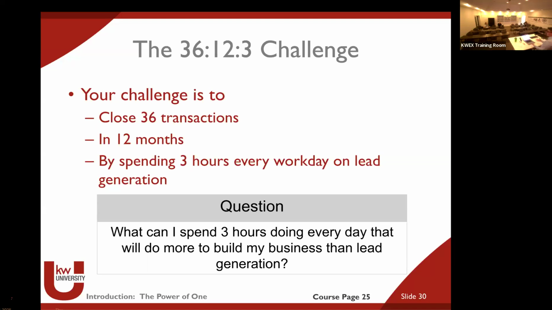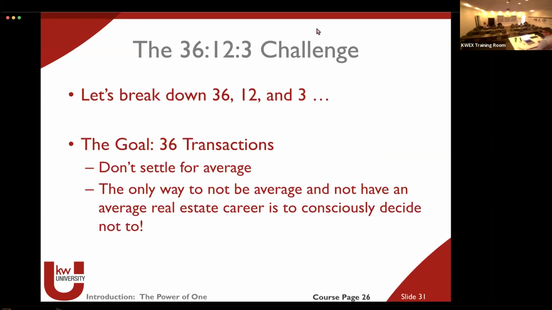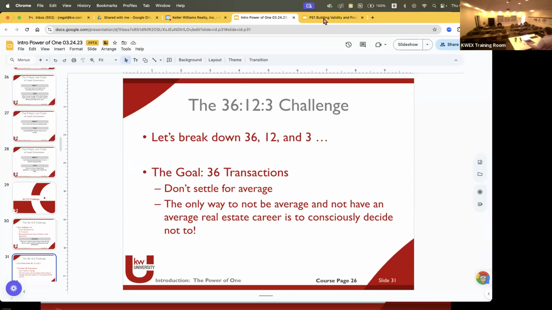So if you're cool with the intro, you understand one thing here is lead generation, 36-12-3: 36 deals, 12 months, 3 hours a day of lead gen. And that's the foundation of the one thing for this concept. Then we can move on to the next set of slides. Is that okay, Joby? We're gonna end this introduction to the course, and we're gonna move on to the next course, which would be 1.1. And that is building validity and positioning. We have that slideshow queued up.